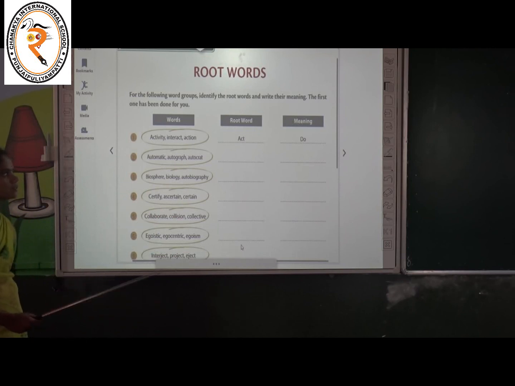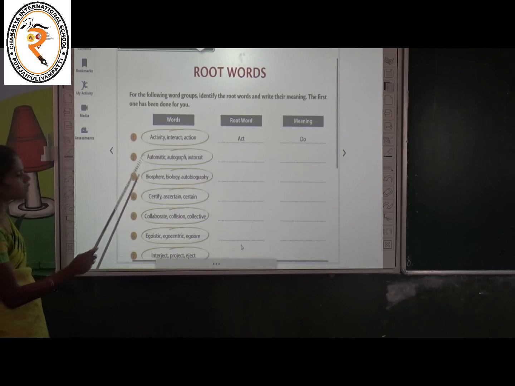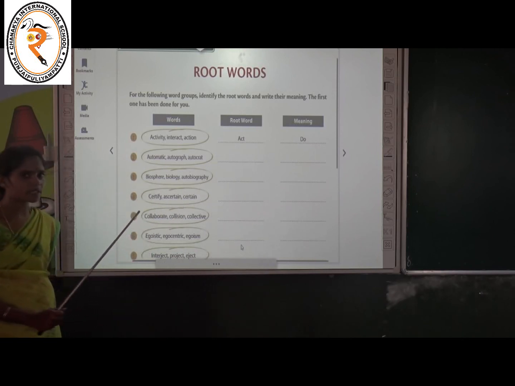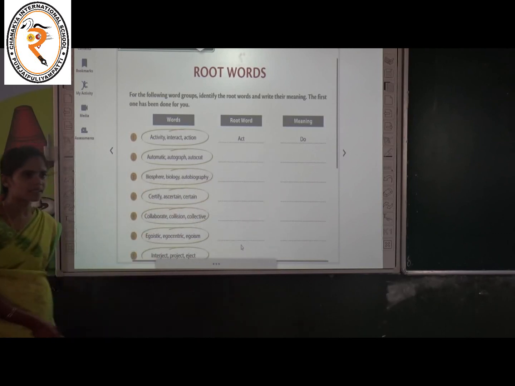And the second one. What is the second one? Automatic, autograph and autocrat. Here what is the root word? The root word is auto, A-U-T-O. And what is the meaning for auto? It is self. Doing by ourselves is called auto. The meaning is self. Make a note of it. The root word is auto and the meaning is self.